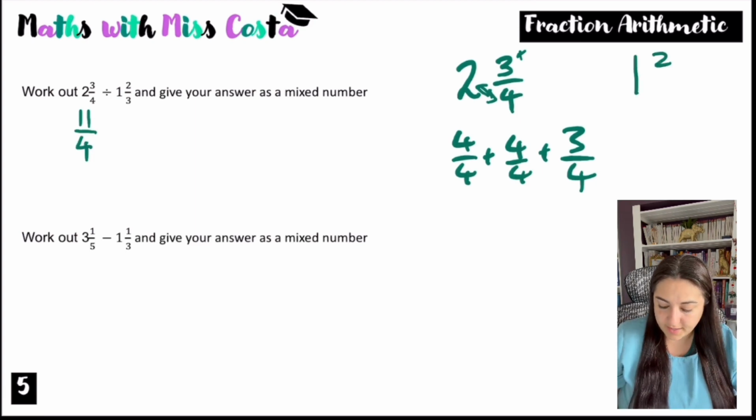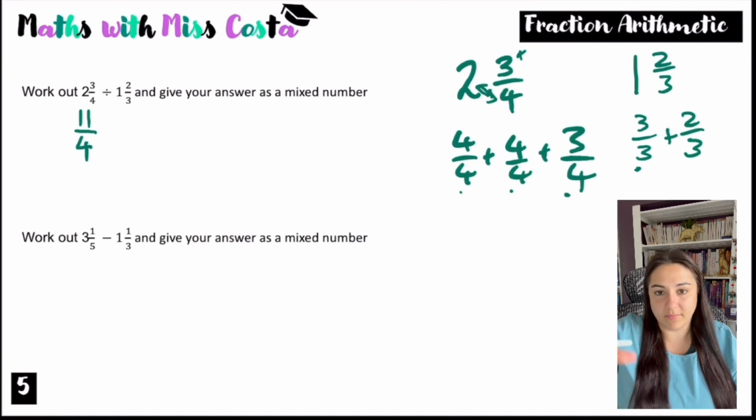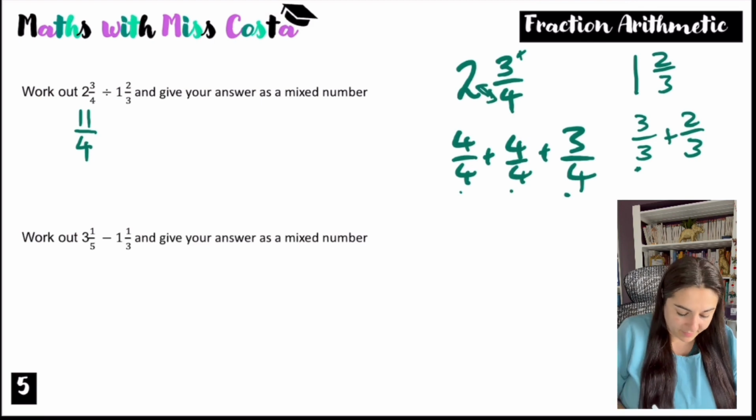1 2/3, what does that mean? Well, it means 1 whole, so 3/3 plus 2/3. Now, notice how I'm always writing the denominator in terms of what the other part of the mixed fraction is. So 3 plus 2 is 5, so that would be 5/3.